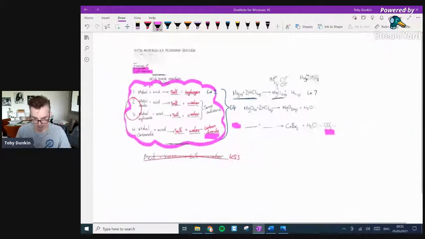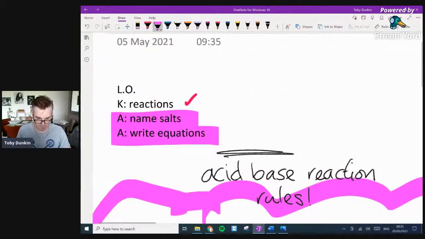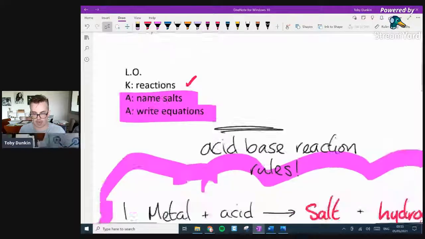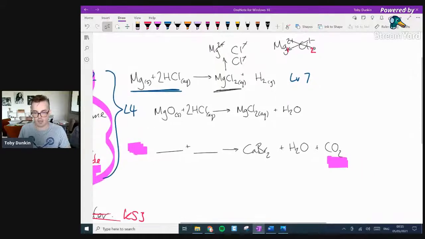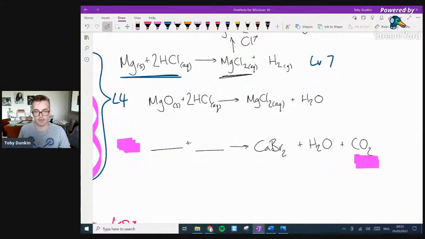Whilst Jack's thinking about that, I just want to quickly point out to everybody that we are now, because the rules is easy, I gave you the rules, we are now working towards the naming salts and equations. Both of these learning objectives we are now doing for the whole rest of the lesson, by practicing equations, seeing the routines, and understanding what's going on. Jack, you can pass if you like.